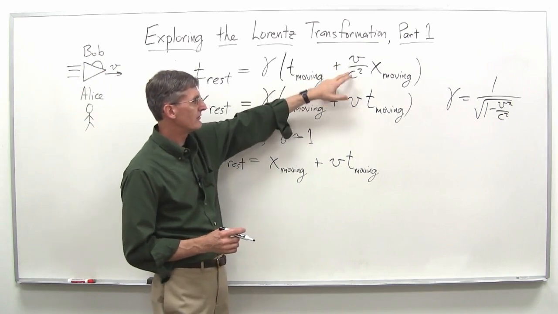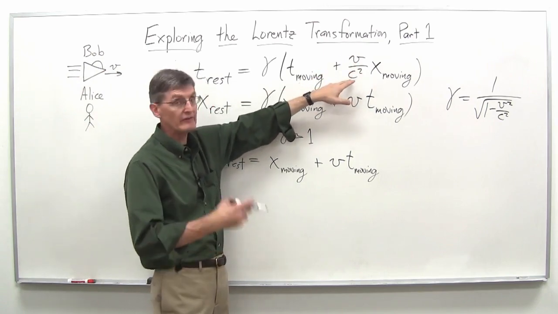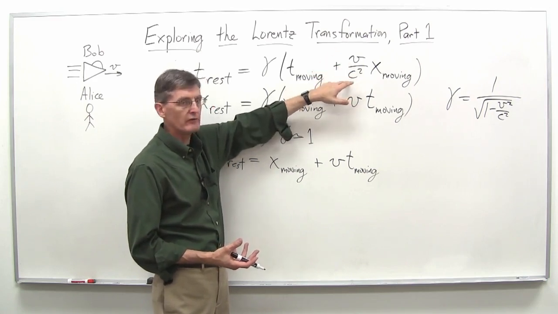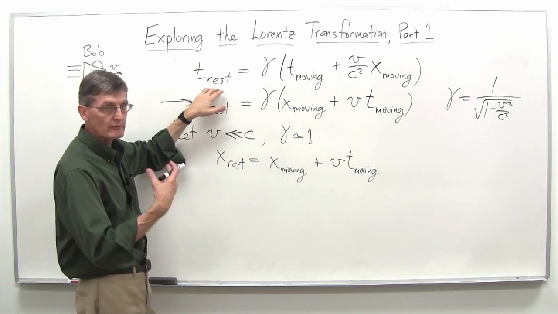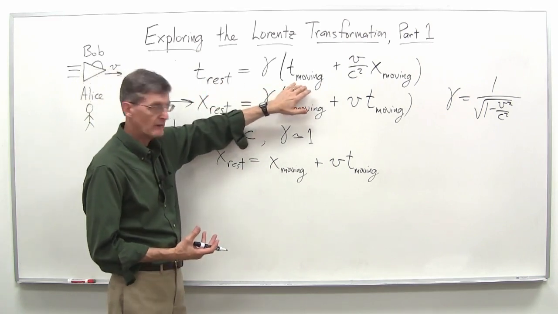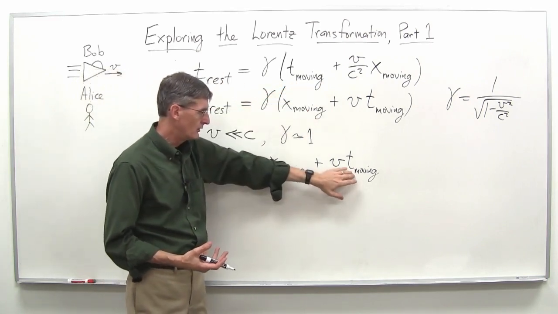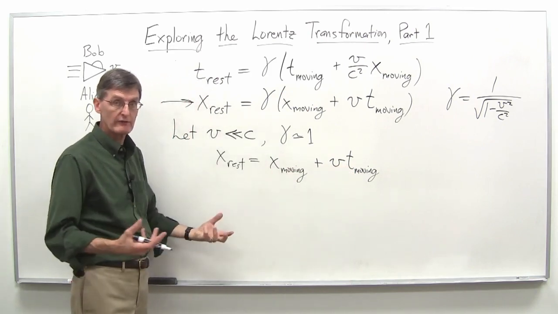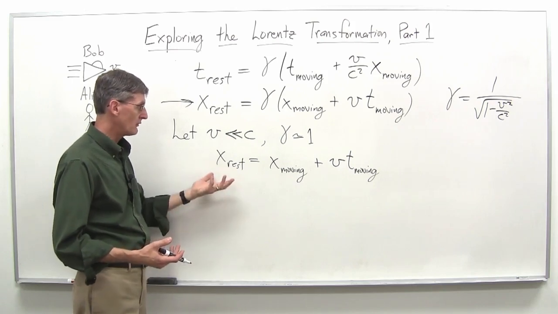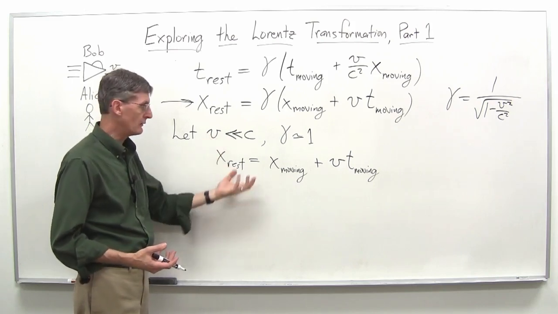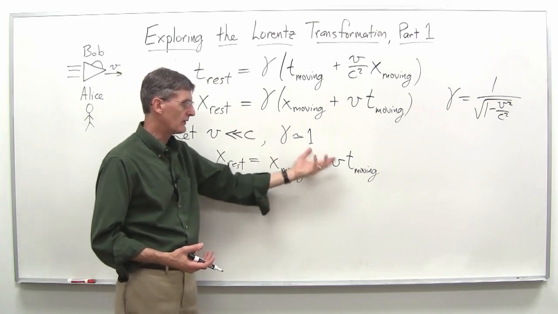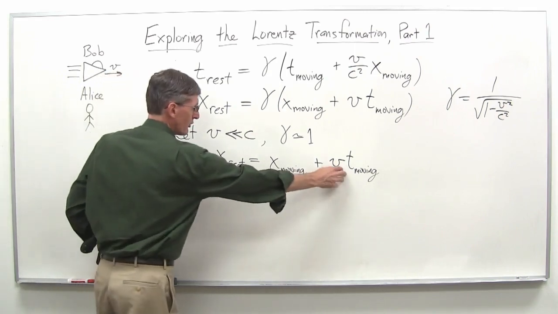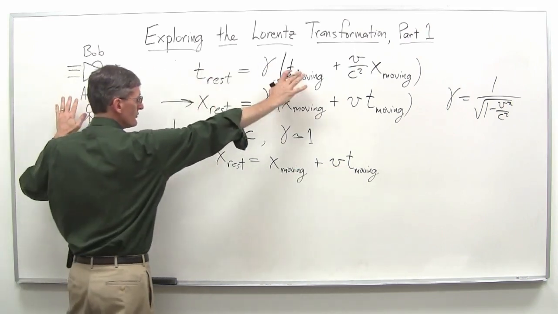If v is much less than c, this is a very small number, v divided by c squared. Not just v divided by c, but v divided by c squared. That's a very, very small number. And essentially, we just have time in the rest frame equals time in the moving frame. And therefore, this is just t. And so that would make this a Galilean transformation, where t is the same for all observers, all frames of reference, and you just have your basic x in the rest frame equals the x value in the moving frame plus v times t.